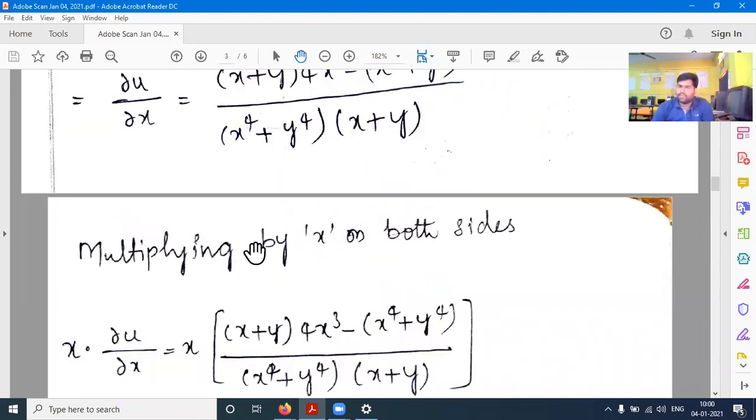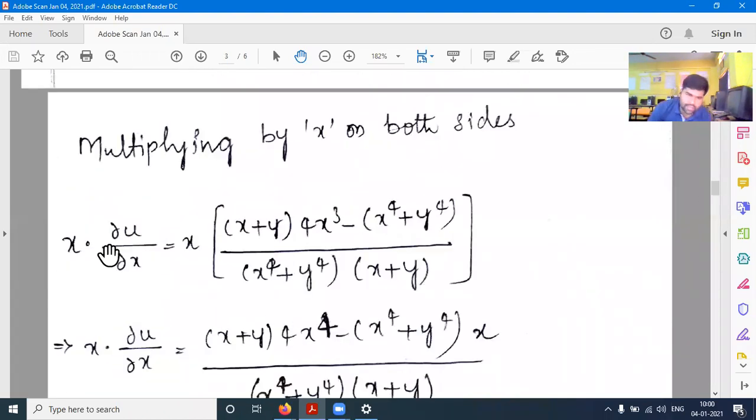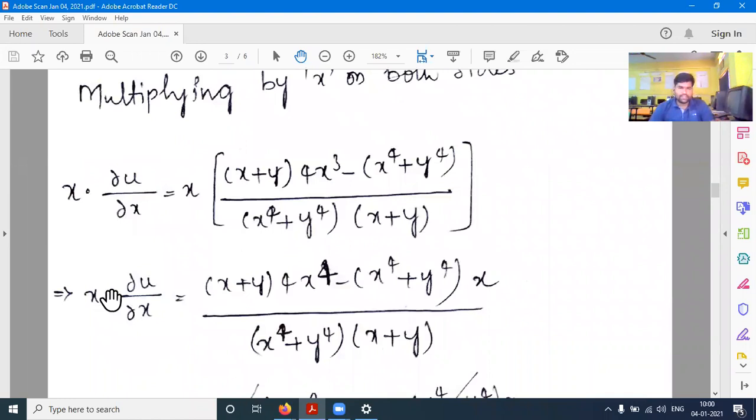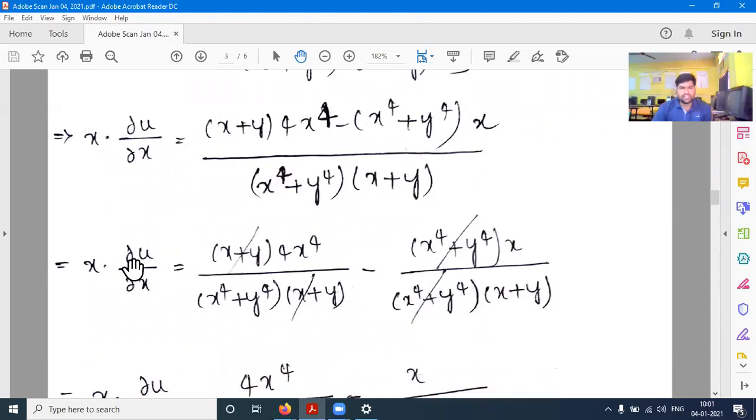Multiply by x on both sides because we need x into dou u by dou x. So x into dou u by dou x is equal to x into this term. That is 4 into x to the power of 4, minus x to the power of 4 plus y to the power of 4 into x, divided by x to the power of 4 plus y to the power of 4 into x plus y.